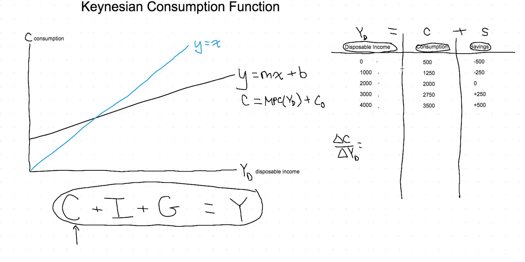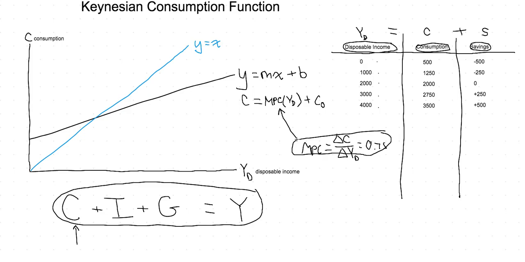So if you do the math, you'll find that between any of these, it'll be 0.75, right? Because in this case, the difference between these two, 1250 minus 500 is 750, and 1,000 minus 0 is 1,000. Take 750 divided by 1,000, you get 0.75. So this ratio is the marginal propensity to consume, and that is basically what we're going to be using for our function's slope.